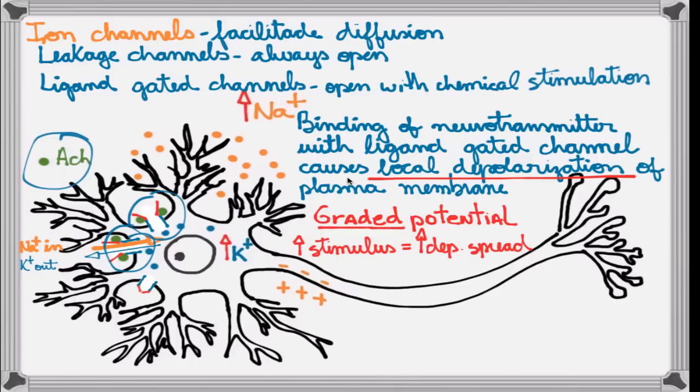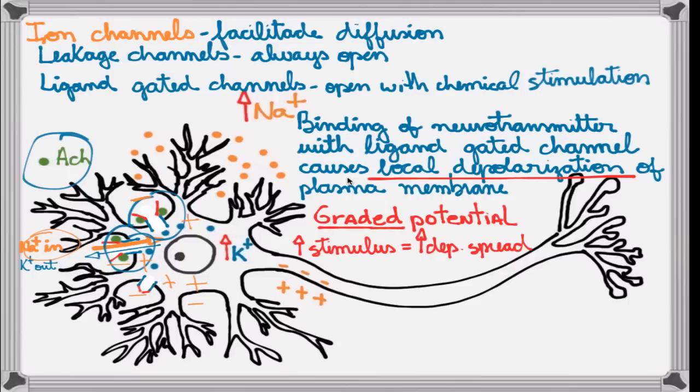So the membrane that was positively charged outside the neuron and negatively charged inside, once you have the opening of these acetylcholine ligand-gated channels, this relationship is inverted, and then you actually have the membrane now becoming positive inside and negative outside, because there's a major inflow of sodium. And the more acetylcholine you put inside, the greater would be the spread of this depolarization wave, if you may call that.